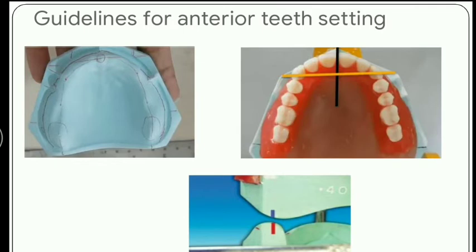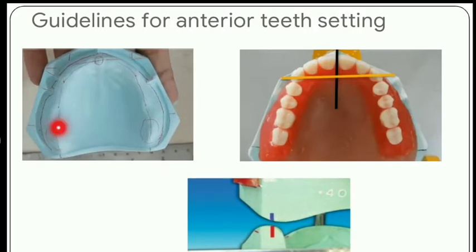Now let's see the guidelines for the maxillary anterior teeth setting that are marked on the maxillary cast and the land area of the cast. Mark the crest of the ridge and also mark the maxillary tuberosity. The anterior line of the tuberosity should be extended to the land area of the cast. So this will be the end of the maxillary rim. That is the position of the second molar. And also extend the crest of the ridge on the posterior surface and back of the cast.